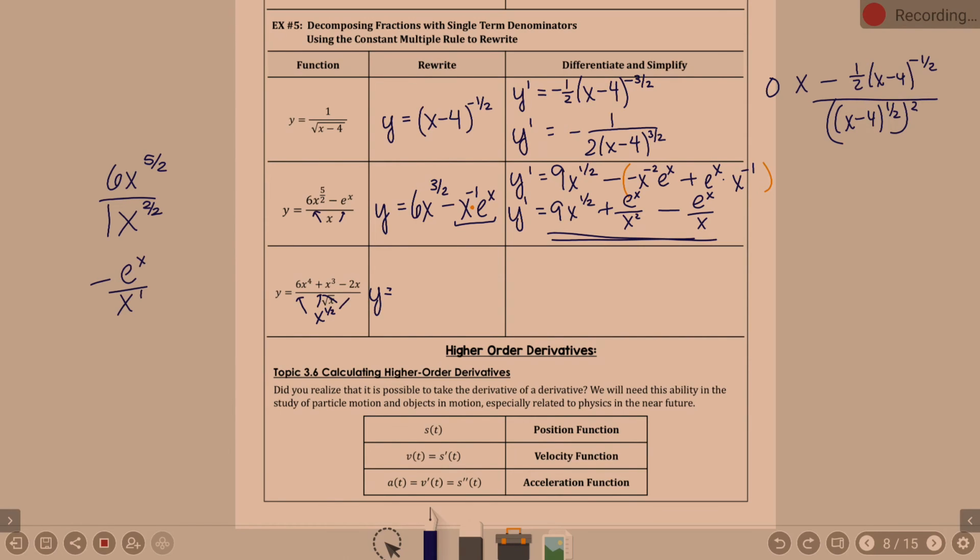6x to the 4th divided by x to the 1/2. 6x to the 7 halves, because 4 is 8 halves, and 8 halves minus 1 half is 7 halves. Fair enough? Plus x to the 5 halves, because 3 is 6 halves, and 6 halves minus 1 half is 5 halves. Minus 2x squared divided by x to the 1/2: x to the 2 halves divided by x to the 1 half. 2 halves minus 1 half is 1 half.